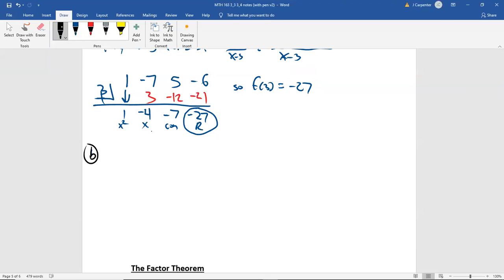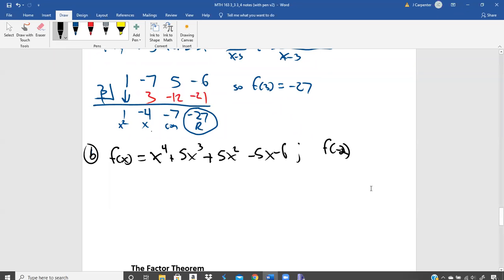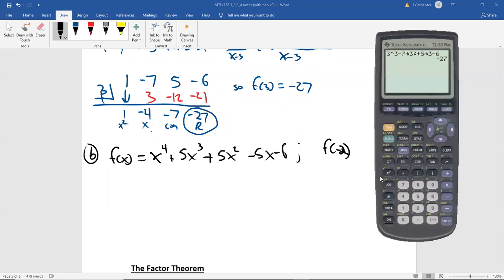So let's try another one. Let's do f of x equals x to the 4th plus 5x to the 3rd plus 5x squared minus 5, lots of 5s, 5x, and then a minus 6. And we want to find f of -2. There we go. Better. So sure, we can just plug this -2 into the polynomial.